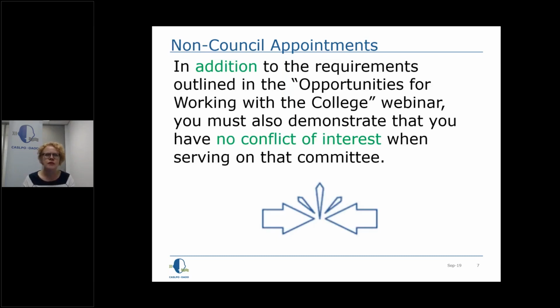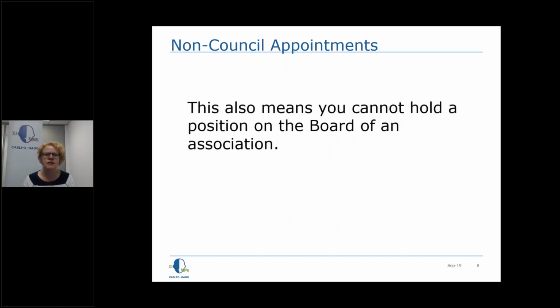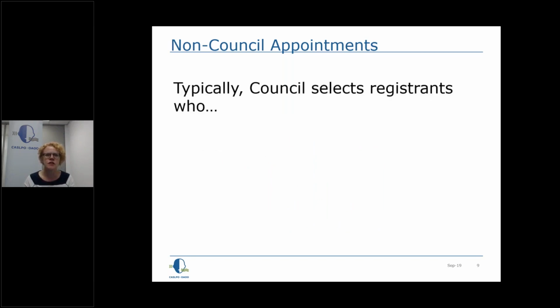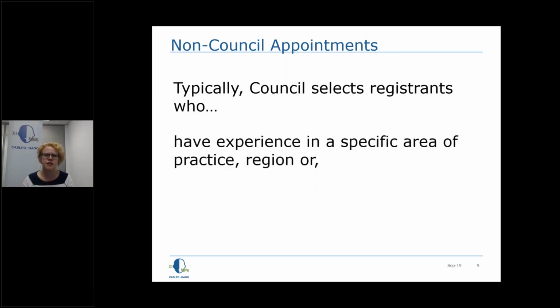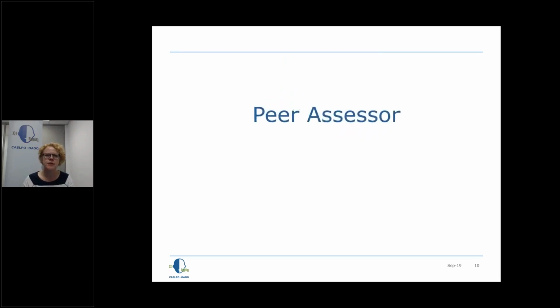In addition to the requirements outlined in Opportunities for Working with the College, that webinar gave general requirements. To be a non-council member, you must also demonstrate that you have no conflict of interest when serving on a committee. This also means that you cannot hold a position on the board of an association. Typically, council selects registrants who have experience in a specific area of practice, or work in a region, or possess other qualities that will round out the specific committee.